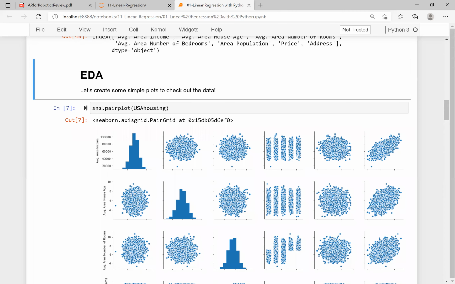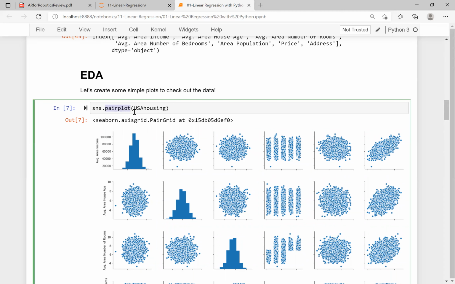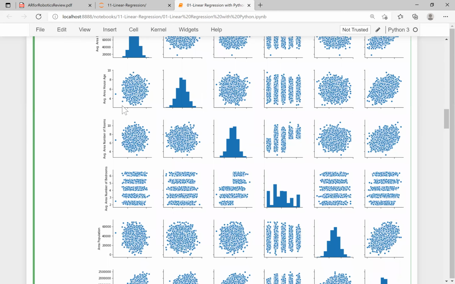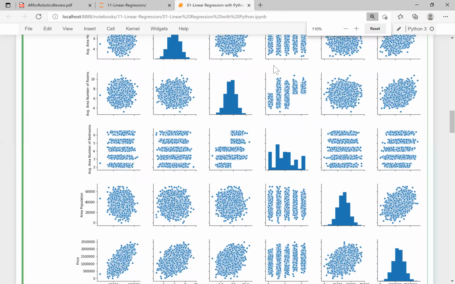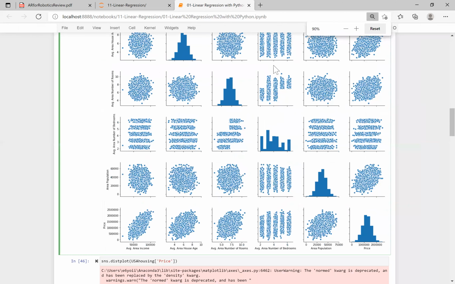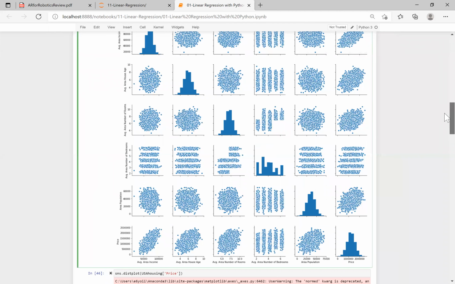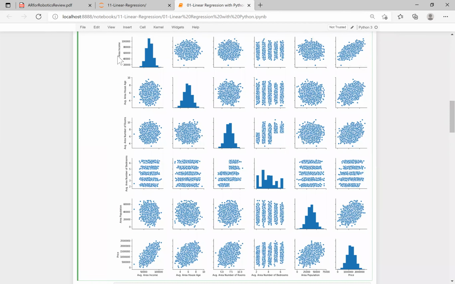So I'll do a pair plot. SNS pair plot will plot all the columns. I will pass my data frame to seaborn dot pairplot. When I plot all the integer columns with each other, I get a plot like this. It's very huge and not fitting on the screen, but let me zoom out. Okay, this is the max we can do. So I have all the columns plotted with all the other columns.